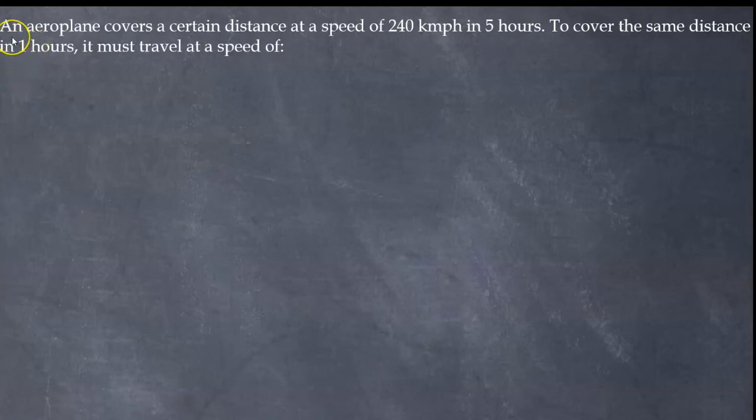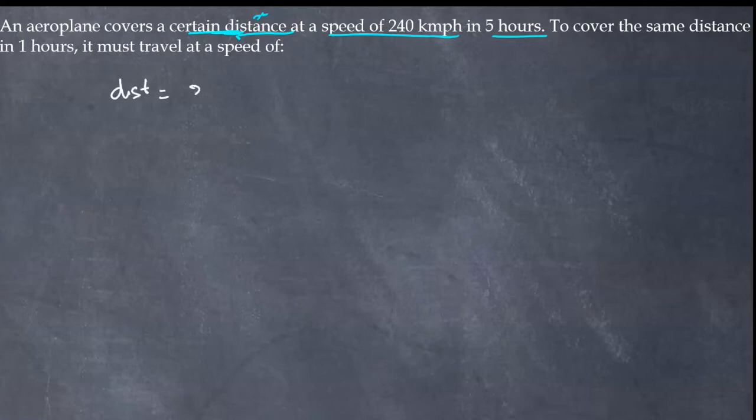This is Geeta. An aeroplane covers a certain distance at a speed of 240 km per hour in 5 hours. To cover the same distance in 1 hour, it must travel at a speed of question mark. We have distance, the sum x, because it's a certain distance, and speed is 240 km per hour and time is 5 hours. We know the values.